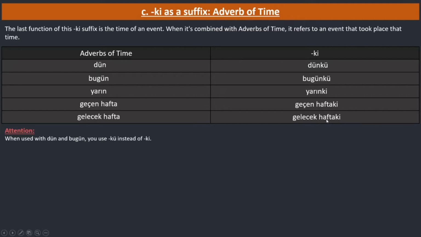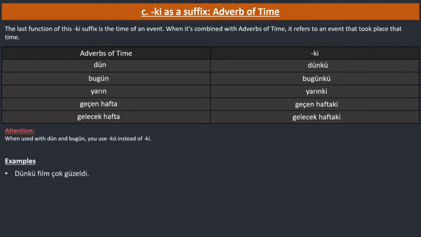So these are now adjectives, and you can see kü being used with dün and bugün. These are the only two exceptions. Other times, even if it's still i, a, i, technically, by the rules, this is supposed to be yarınki, but we never say kü.